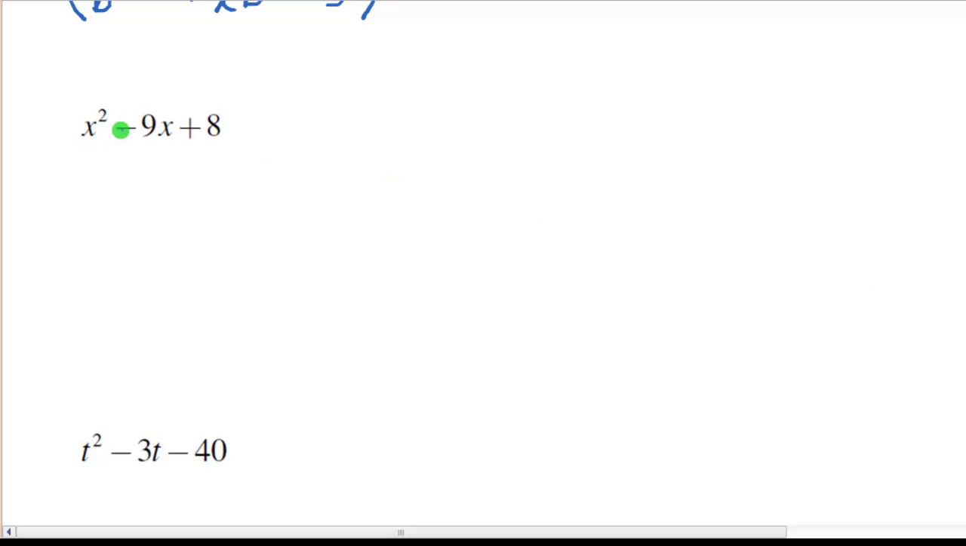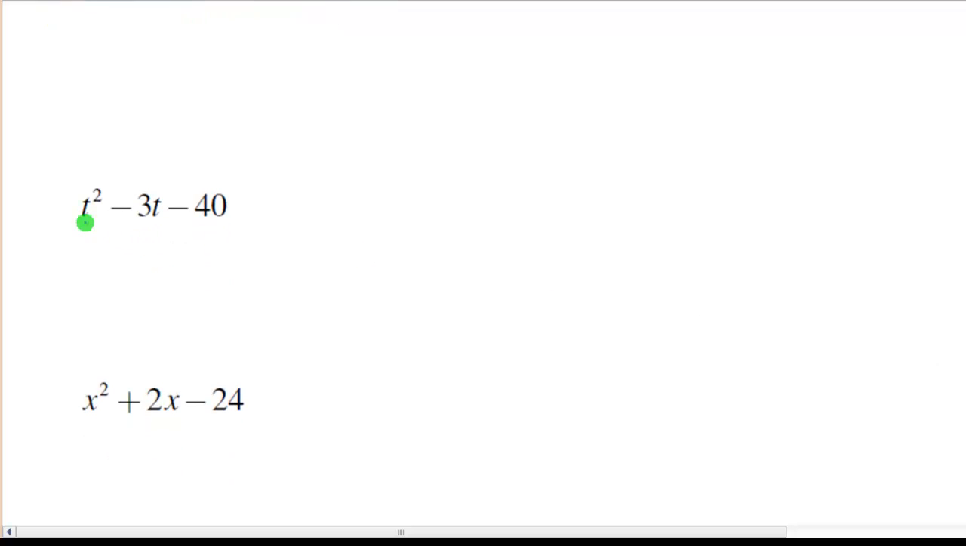The next one we have is x squared minus 9x plus 8. So there's our two parentheses. X and x to get an x squared. We are multiplying to a positive, adding to a negative, which means two negatives. And two numbers that multiply to 8 but add up to 9, well, that would be 8 and 1. So here we have a negative 8x and a negative 1x, which gives us our negative 9x.